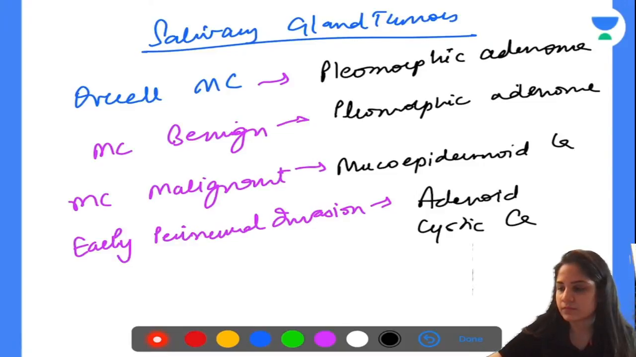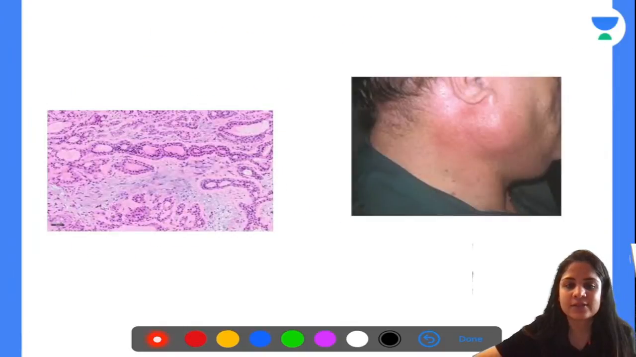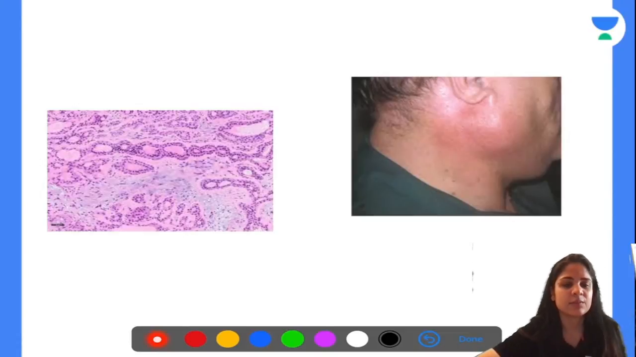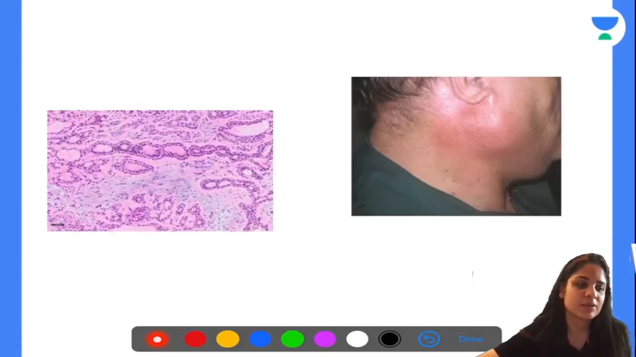Okay, got it. Now identify this tumor that you can see, a salivary gland tumor. Anyone? This is very easy. Now you will tell me everything about it.